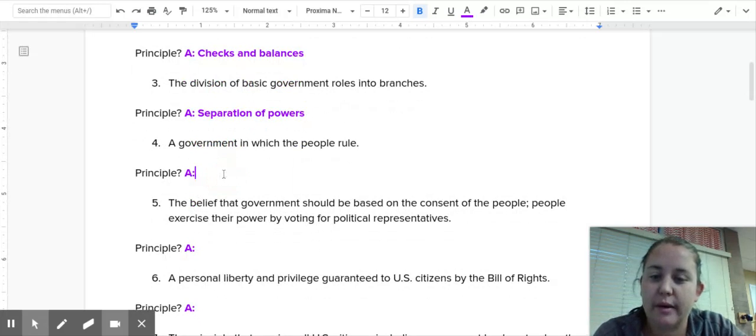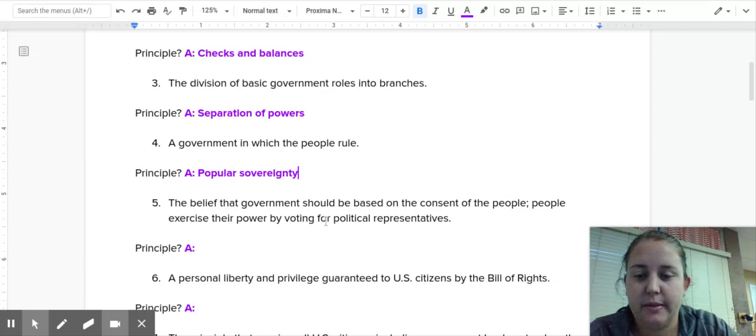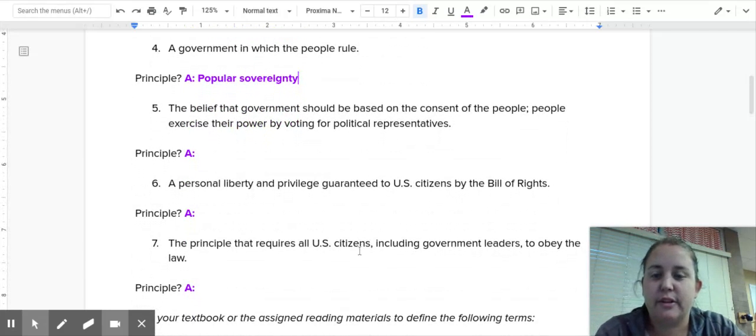Number 4, a government in which the people rule. This is the idea of popular sovereignty. The people have the power. Number 5, the belief that government should be based on the consent of the people and that people exercise their power by voting for political representatives. This is called republicanism.